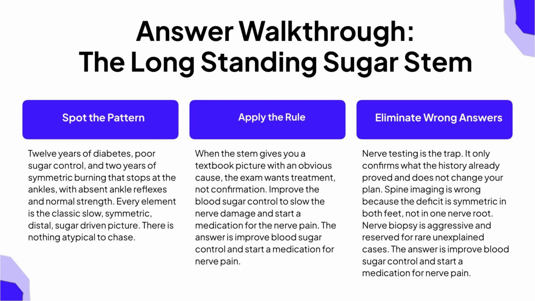Step 3. Eliminate. Nerve testing is the trap, and the most seductive one in this topic. It confirms what the history already proved and changes nothing. Spine imaging is wrong, because the deficit is symmetric in both feet, not in one nerve root. Nerve biopsy is reserved for rare, unexplained cases.